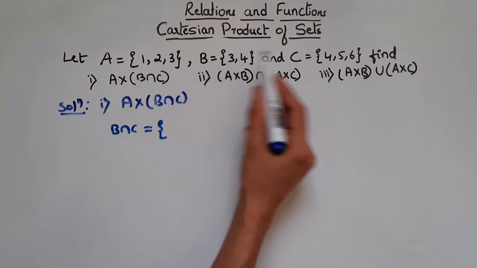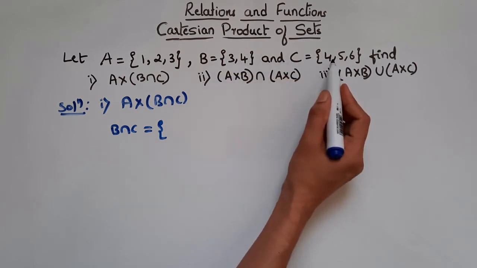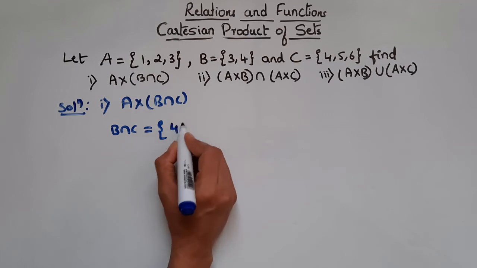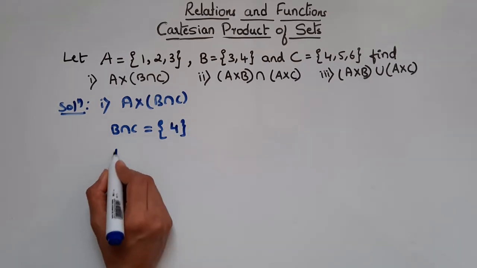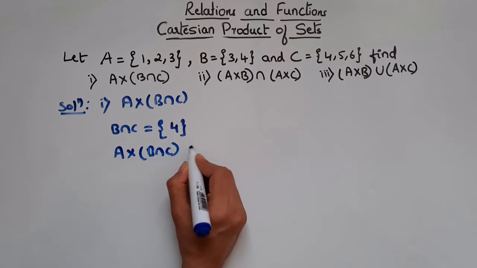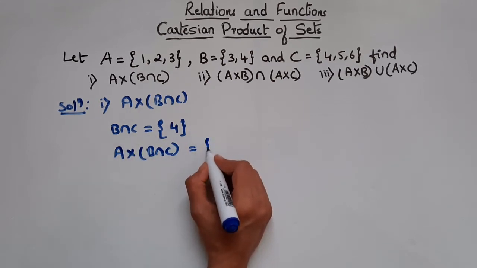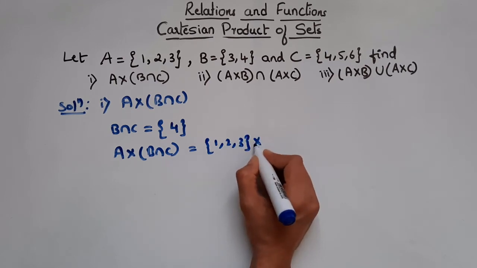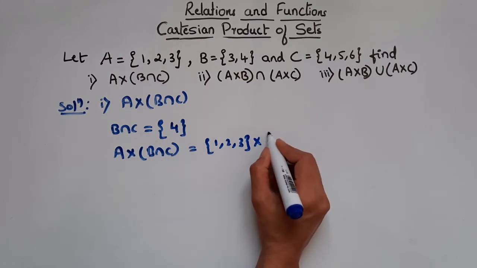So B and C. What is common between B and C? Here we have 4 common, right? So therefore we have 4. Now we have to find A cross B intersection C, which is equal to A, here is 1, 2, 3, cross, what is B intersection C? We got 4, right?